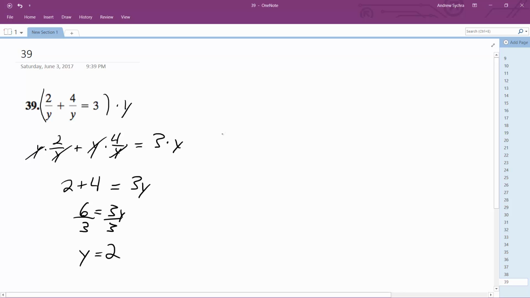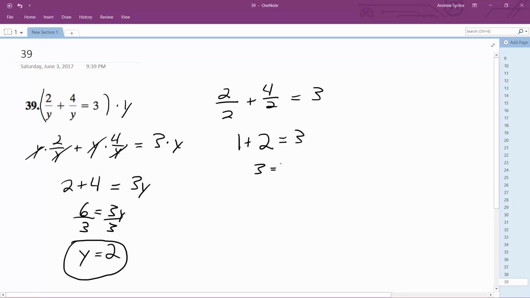All right, and we can check this really quick. So if we plug in 2 for y, we get 2 over 2 plus 4 over 2 is equal to 3. 2 over 2 is 1, plus 4 divided by 2 is 2, 1 plus 2 does equal 3. Because each side of the equation is 3, that validates that y is equal to 2.